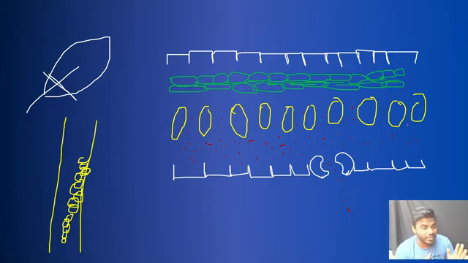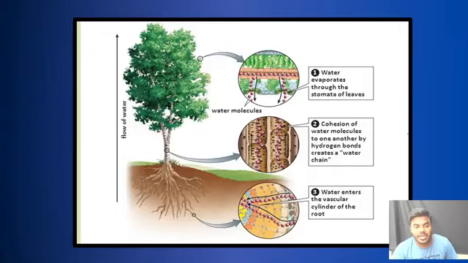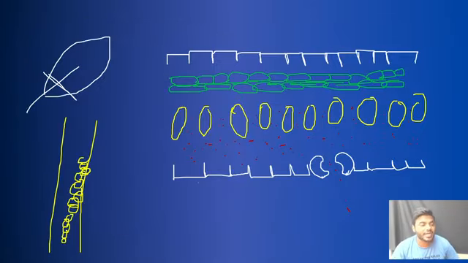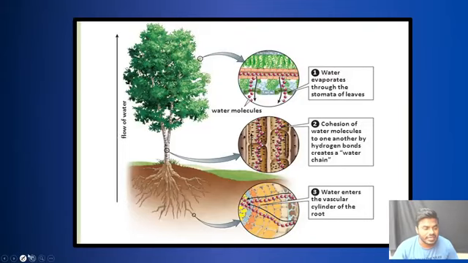Imagine the concept, whatever I am saying. There is a lot of gap present between one spongy mesophyll cell and another. Through that gap, the spongy mesophyll cells start pulling the water. Friends, understand, when they start pulling the water, immediately you know what happens? It creates a pressure on this water chain. As a result, friends, this particular water chain, you can see here, is coming up.